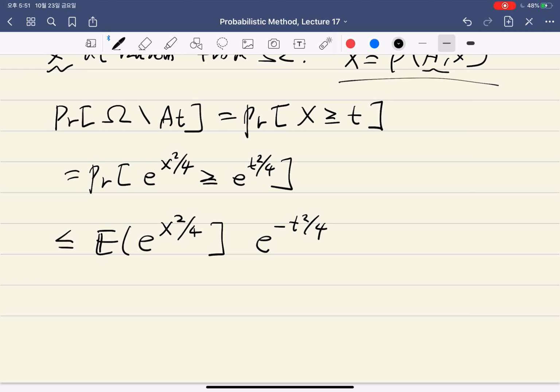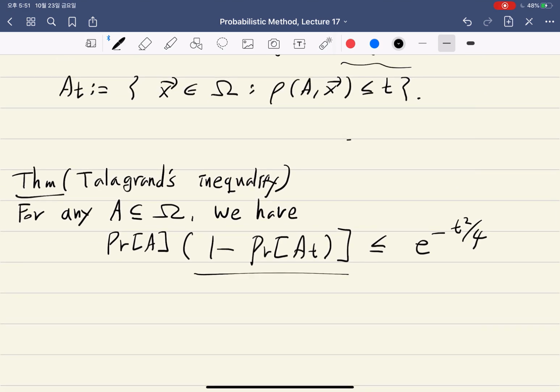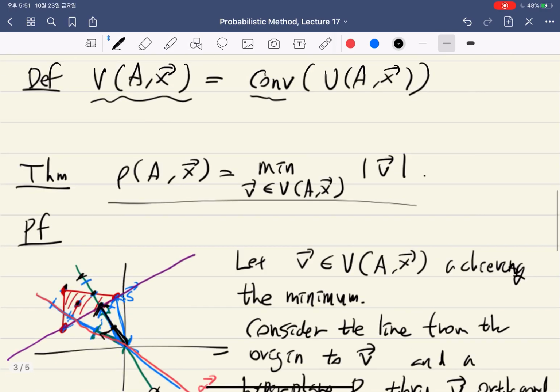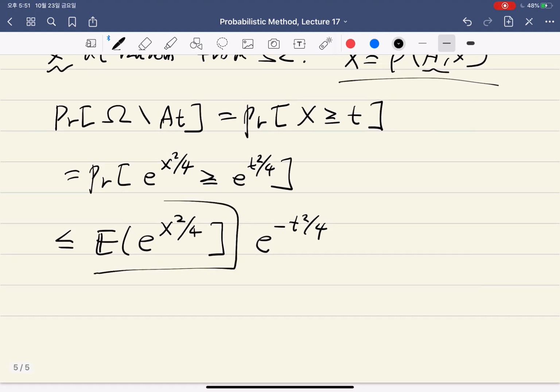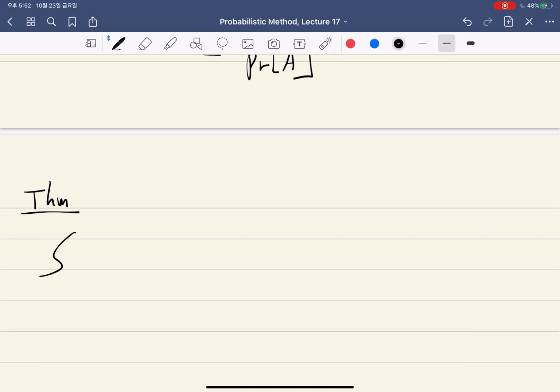Now what we want to show? We wanted to show that this, so Lagrange inequality says that this is probability that the omega minus at is at most this times this divided by probability of a. So we want to show that this is at most 1 over probability of a. So that's what we want to show. So now we want to show that by proving this theorem.